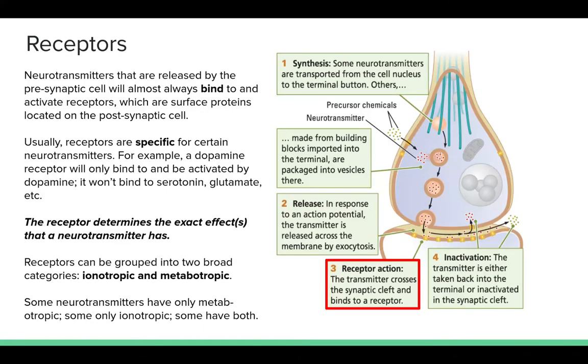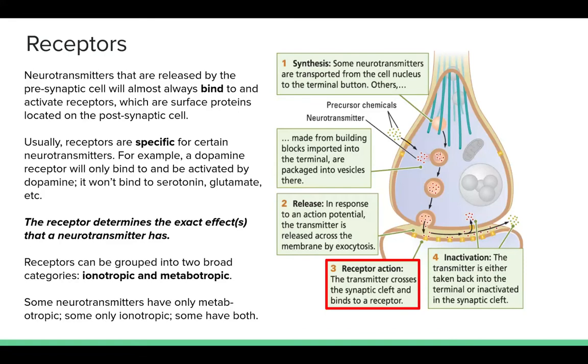Okay, so remember, this is our synapse here. We have action potentials entering the axon terminal. We have the vesicles binding to the presynaptic membrane, and we have a neurotransmitter being released into the synaptic cleft, and those neurotransmitters are then going to bind to the receptors and are going to activate those receptors.